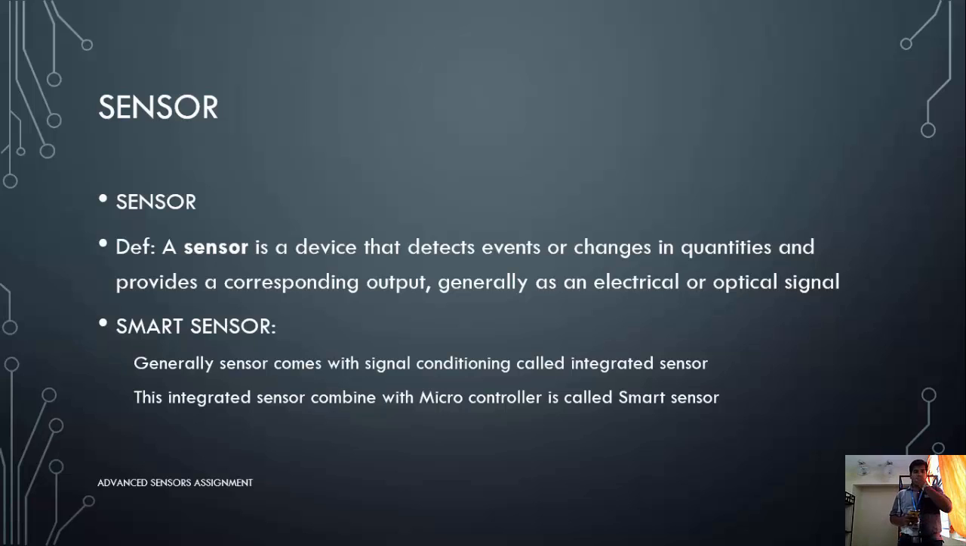In sensors, there is a smart sensor. Generally, a sensor that comes with signal conditioning is called an integrated sensor. When we attach a microcontroller to this integrated sensor, together the microcontroller and integrated sensor are called a smart sensor. We call it a smart sensor because the microcontroller is automatic. We can give a program to run the function automatically.